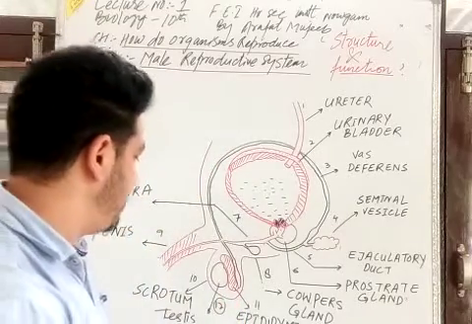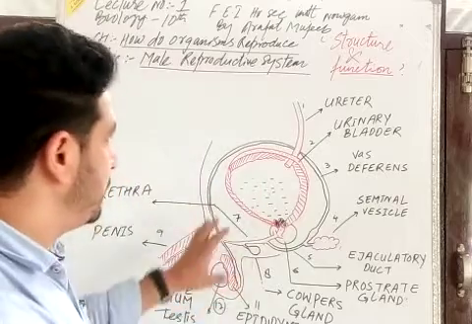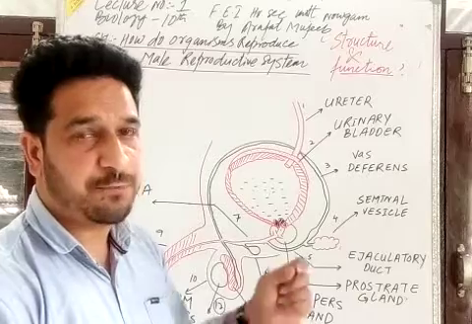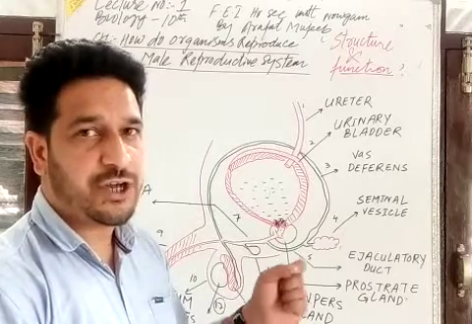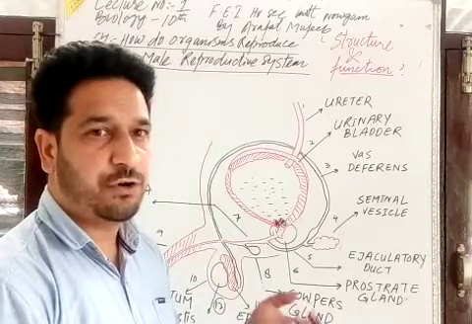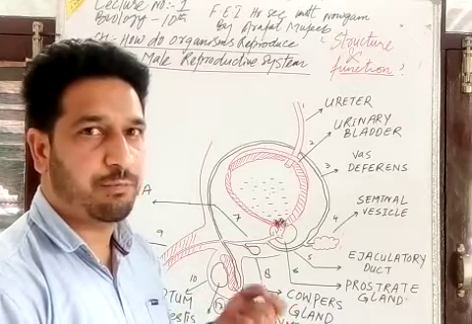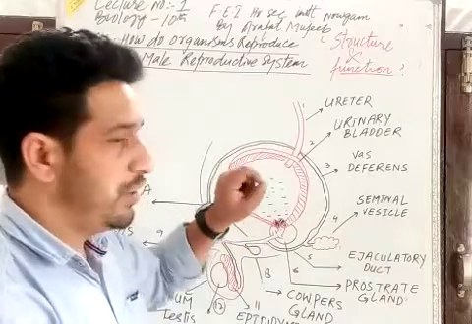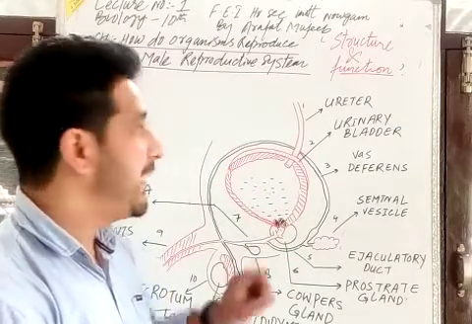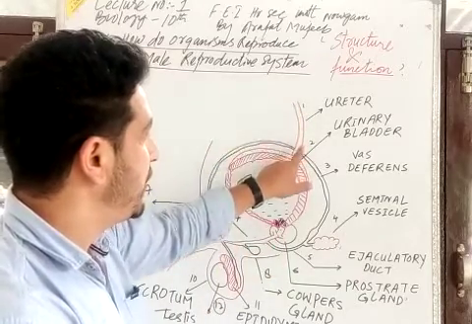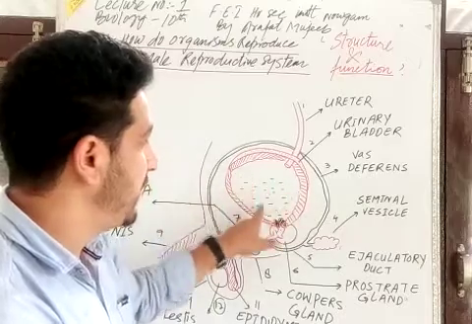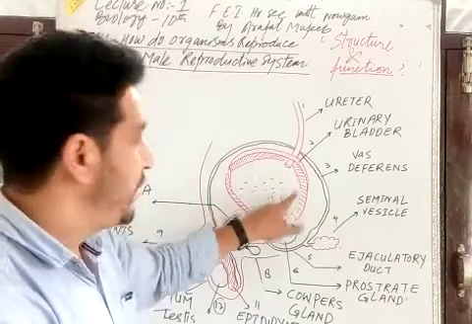Now we start with the reproductive system. In this I have mentioned the ureter, a duct which comes from the kidneys. The kidneys purify the blood, and we collect the urine waste through the ureter. The ureter opens into a muscular pouch-like structure known as the urinary bladder.